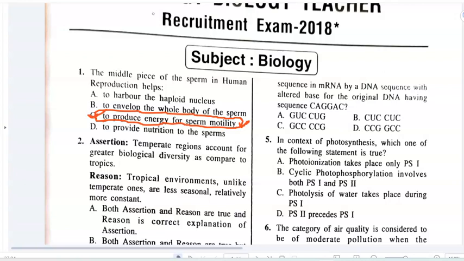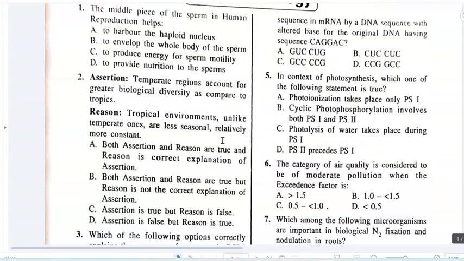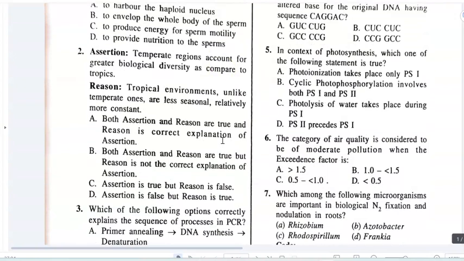Now question number 2. Temperate regions account for greater biological diversity as compared to tropics. The reason given is: tropical environments, unlike temperate ones, are less seasonal and relatively more constant.